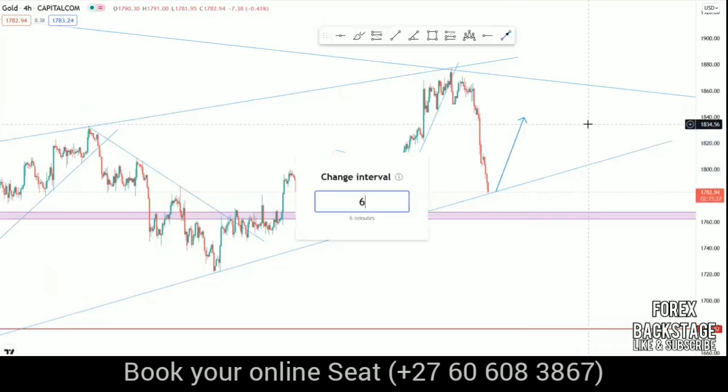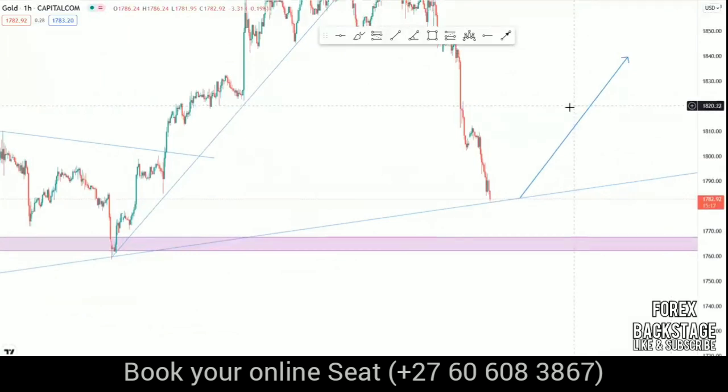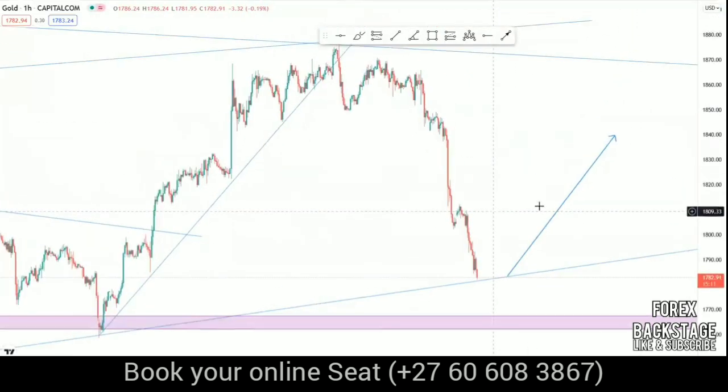So let's go to the 60 minutes time frame. You see the market, it's waiting here. Ask yourself, what is it waiting for? This point, it's going to reverse. Not going to play no games.